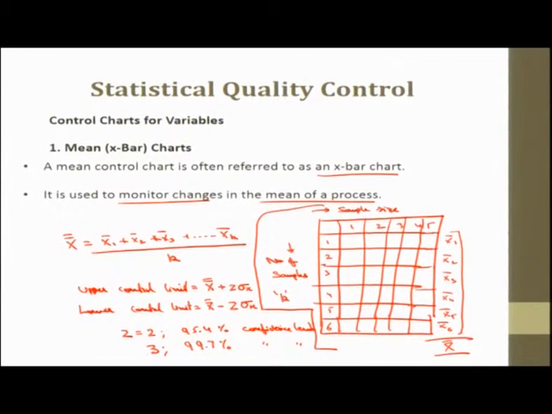Here sigma x is the standard deviation of the distribution of sample means. Sigma x can be calculated from the standard deviation of the population as sigma divided by square root of n. So, if the population standard deviation is given, then we can calculate it like this. Here n is our sample size. So, we can calculate the upper control limit, which I will put as UCL, then the LCL, and we can try to plot the chart.